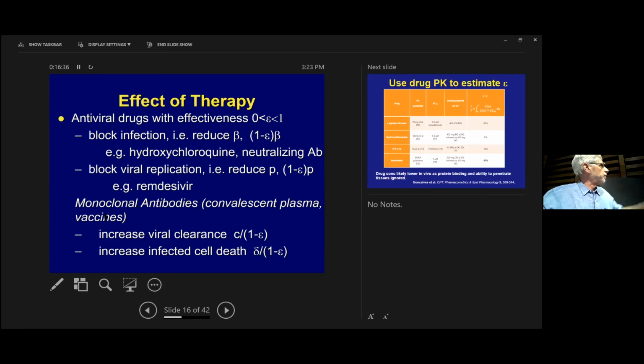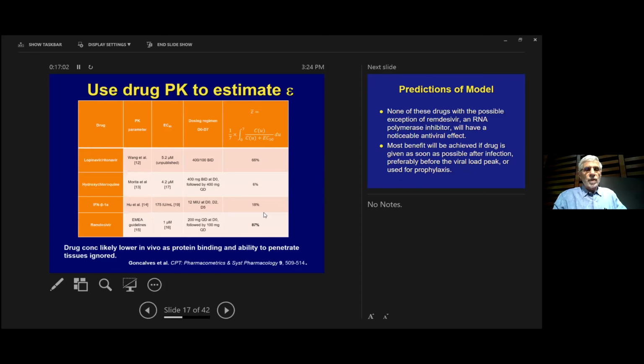And the same thing for drugs that will block viral replication, like an RNA polymerase inhibitor, which is what remdesivir is. Same thing. And then you can also envision increasing the rate of viral clearance or increasing the infected cell death rate. I don't have time to explain the immunology behind that, but if anyone's interested, we can talk about that later. But they're increasing, so we divide by 1 minus epsilon.